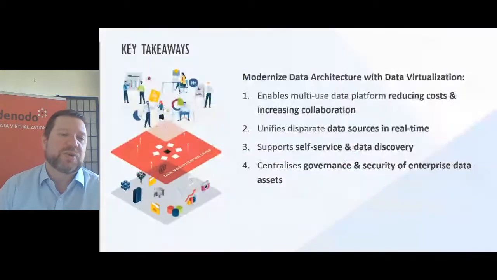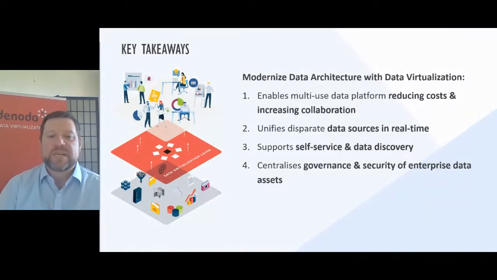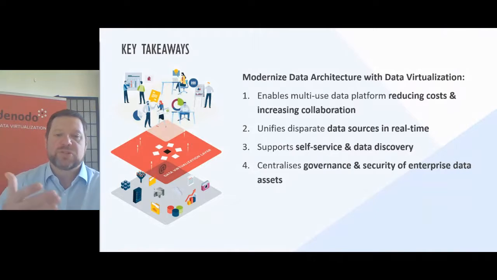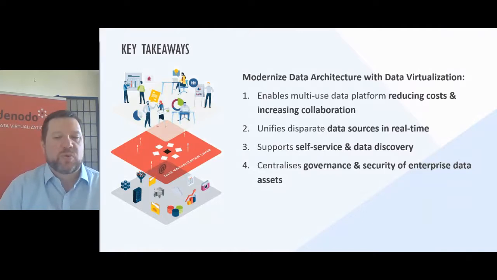So I'd just like to leave you with some takeaways around data virtualization and how, in fact, it can assist you with modernizing your architecture. Data virtualization is that platform that allows you to build that multiple use environment, contact point, a place to go for all of the data, thus reducing the costs associated with both infrastructure and copying data, and increasing the level of collaboration because all the users are now using that central data platform.